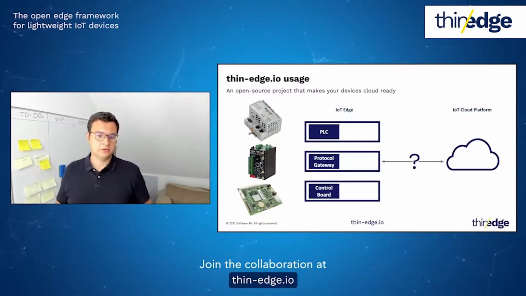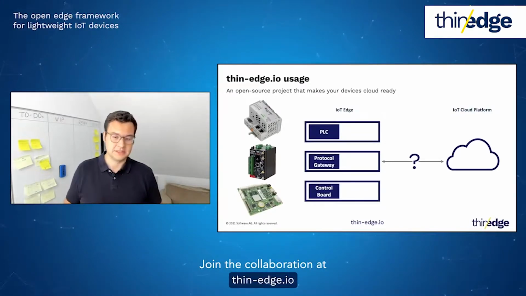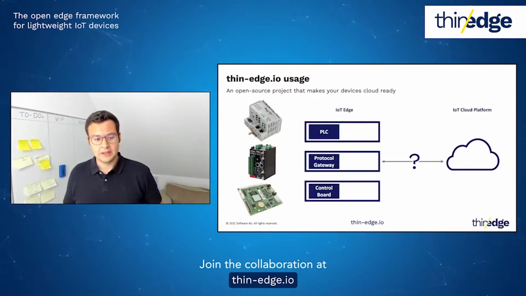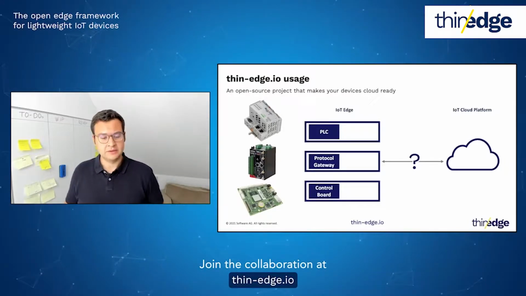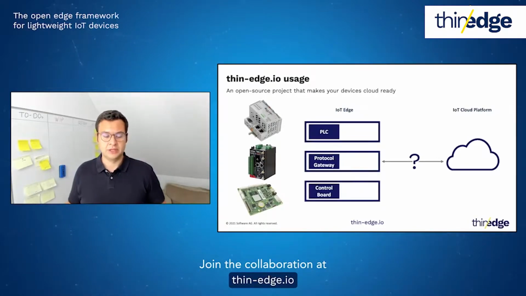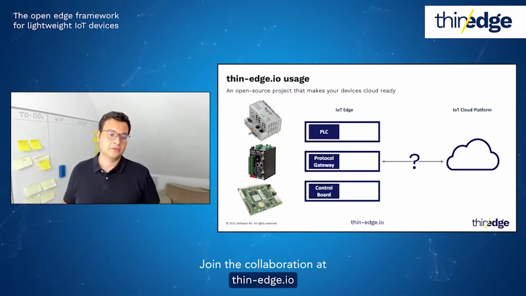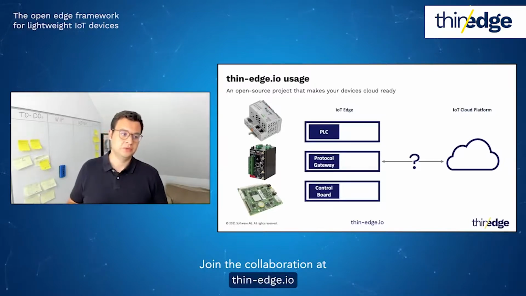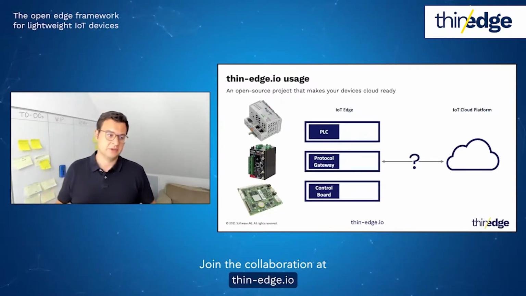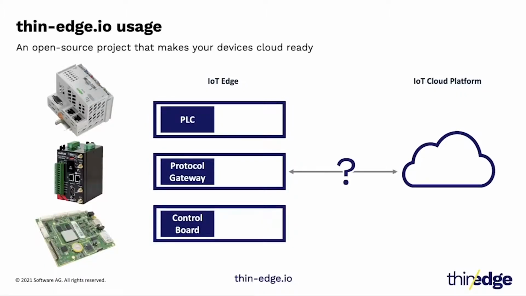It can be deployed on resource-constrained devices such as PLC gateways and protocol gateways. It's super lightweight and only requires a minimum amount of CPU and RAM. And it gives users out-of-the-box connectivity and device management capabilities that they usually would need to build specific to the platform or the device that they use. So let's quickly check how it looks.